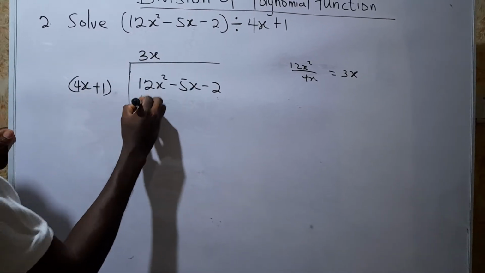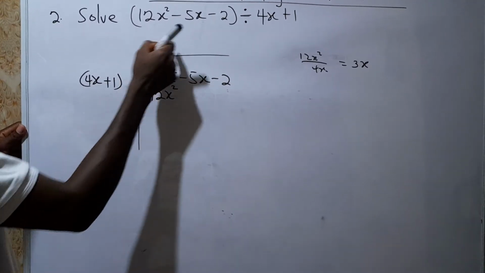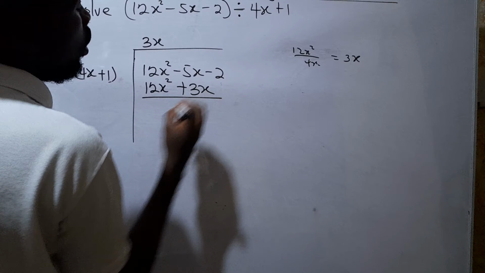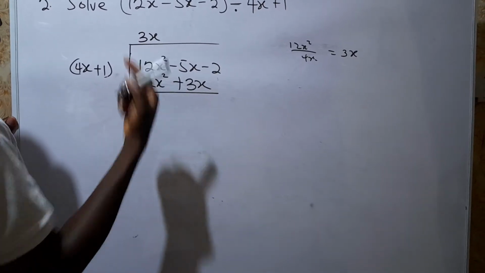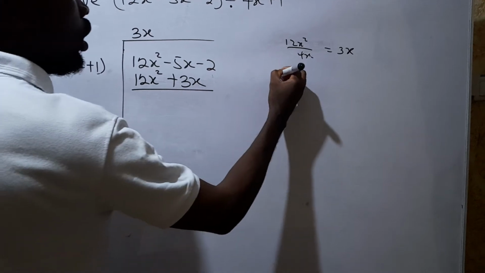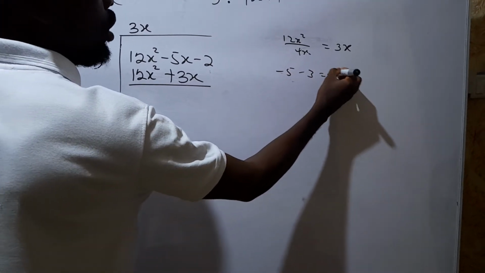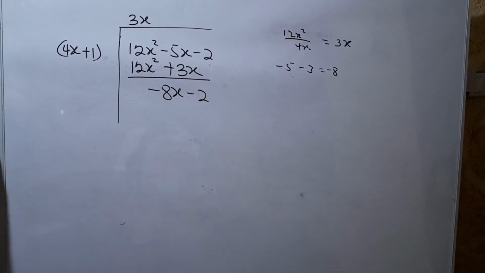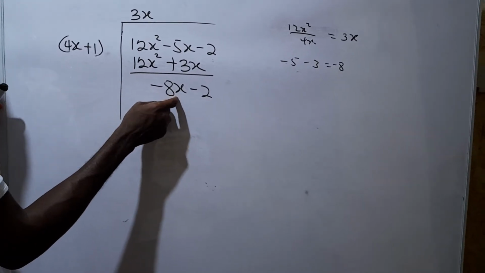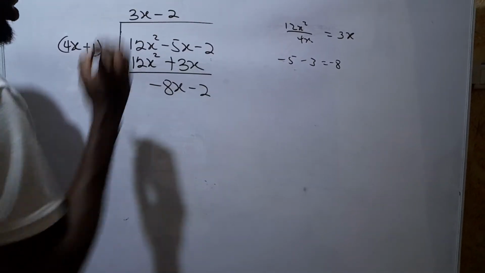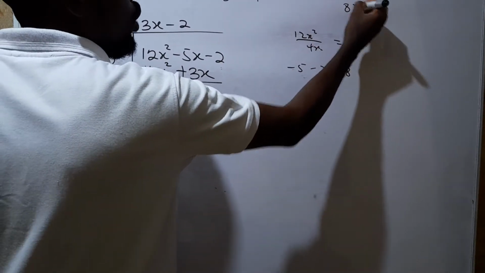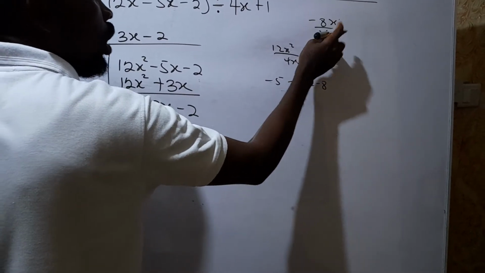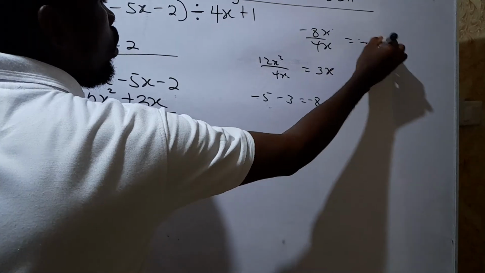4x times 3x will give us 12x squared. And then 1 will also multiply. 1 times 3x will be plus 3x. Now we subtract. Once I subtract this from this, it will be 0. We subtract this from this, that's negative 5 minus 3. That will give us negative 8. So negative 8x, then we'll bring down our constant, negative 2. So 4x will go into negative 8x. Negative 8x divided by 4x will reduce the power by 1, so it's 0. Then negative 8 divided by 4 will be negative 2.